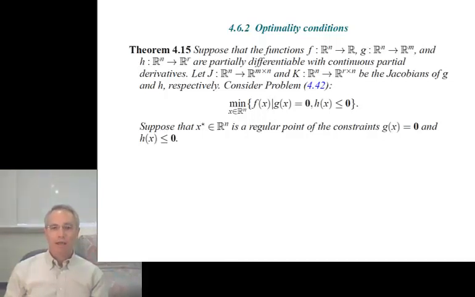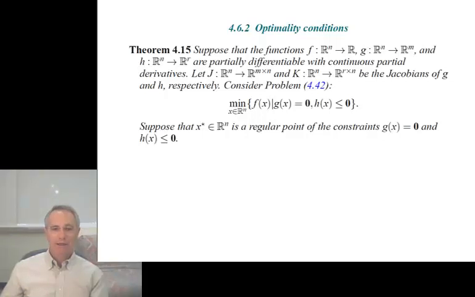Let's suppose we have function f, g, and h. Let j and k be the respective Jacobians. We want to minimize over x's in Rn, the objective f of x, subject to gx equal to 0 and hx less than or equal to 0. Let's suppose that X star is a regular point of the constraints gx equal to 0 and hx less than or equal to 0.